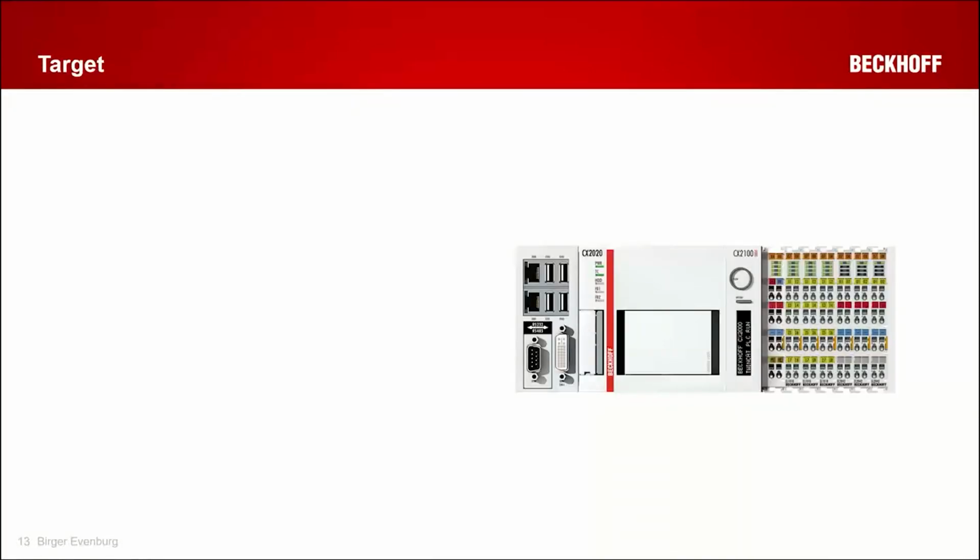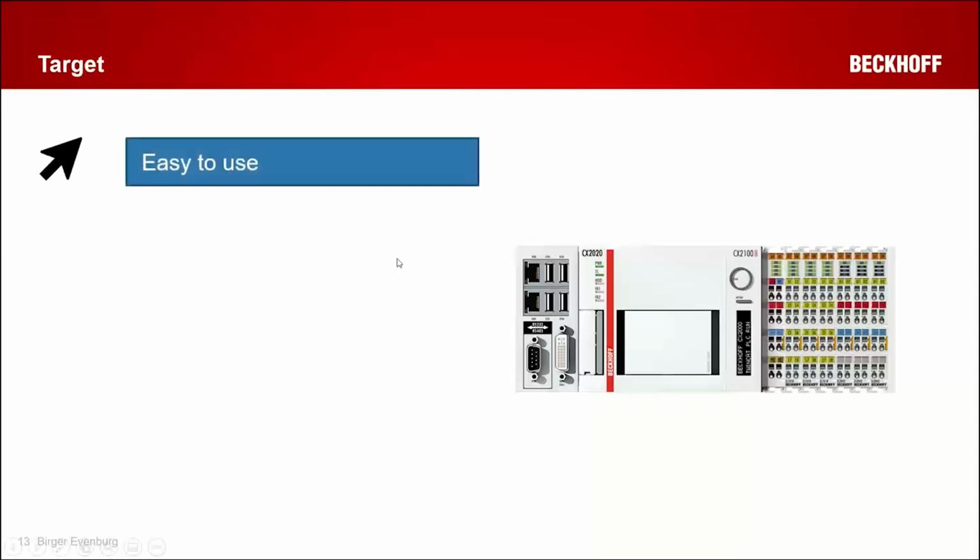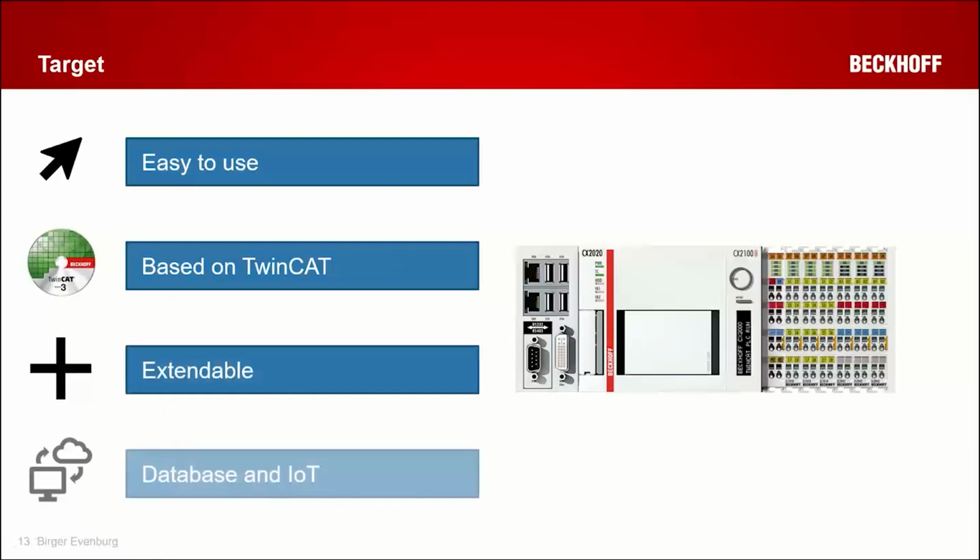So we defined a couple of targets which we would like to fulfill with the FlexMeter configurator. First of all, it should be easy to use. So no programming is needed, just configuration to create a measurement campaign. It should be based on TwinCAT. So TwinCAT FlexMeter creates a TwinCAT project hidden from the user and can be added to later on. So this is a part of the extensibility. You can extend a TwinCAT project created by the TwinCAT FlexMeter.